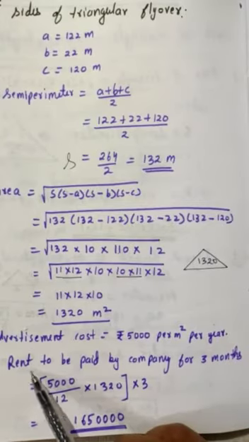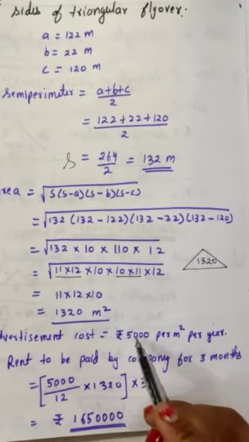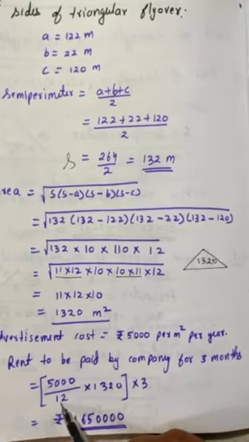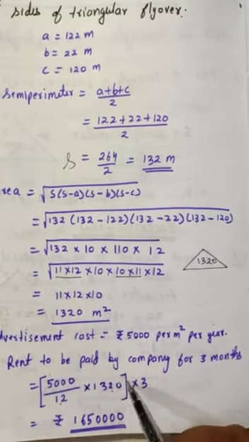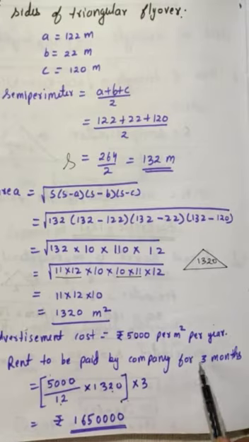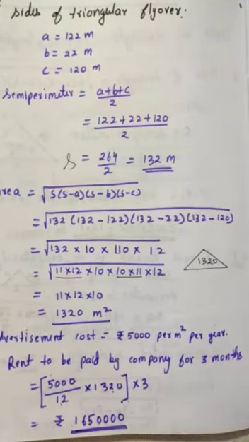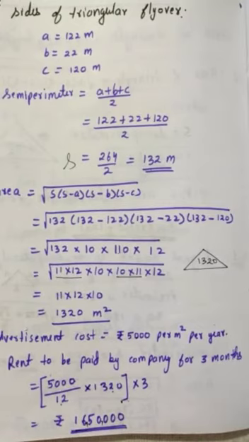So the answer will be the rent to be paid by the company for 3 months. First of all you will calculate the rent for one month, which will be 5000 divided by 12. Then into area, this will give the cost for one month. And for how many months is the company hiring? For 3 months. So you will just multiply it by 3. So the answer will be this one. Okay. So it is in front of you. 16,50,000. So this is the total cost.